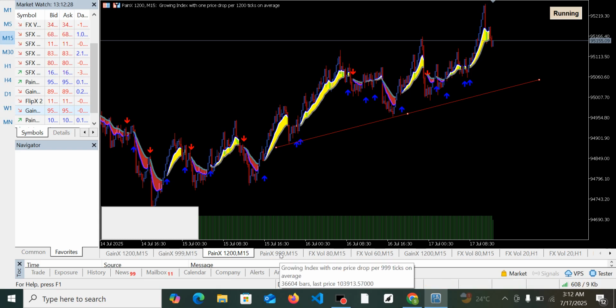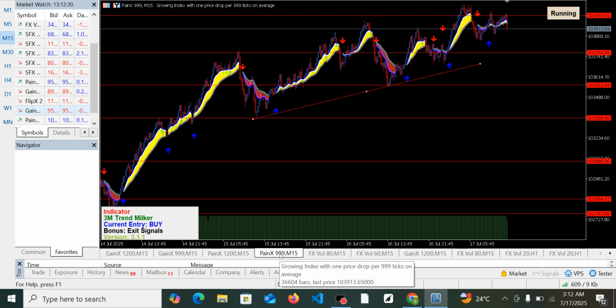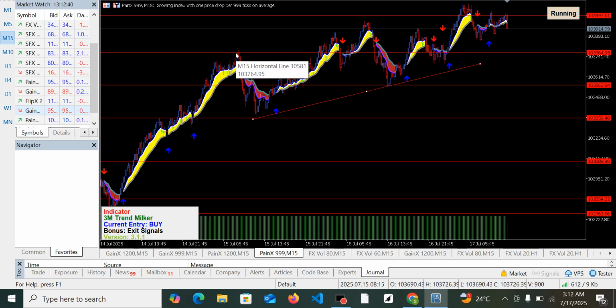Now let's look for more. This is Paynex 999. You can see this had also been on uptrend for a very long time, still on 15-minute time frame. Starting from this support zone, it went on till it got to this region, had a pullback around here, and went back above the resistance zone to prove that it is on uptrend.